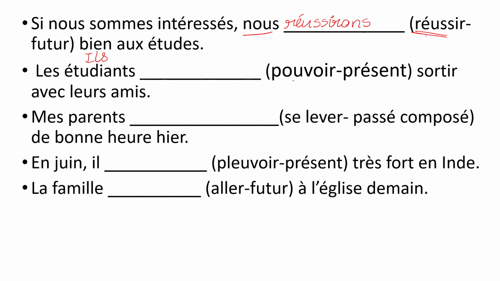Okay, next one, les étudiants is a substitute for il in the plural. Okay, you have to put pouvoir in the present tense, which is an irregular verb, you have to learn this by heart. It is peuvent, p-e-u-v-e-n-t. Okay, now the next one, mes parents, substituted with ils.